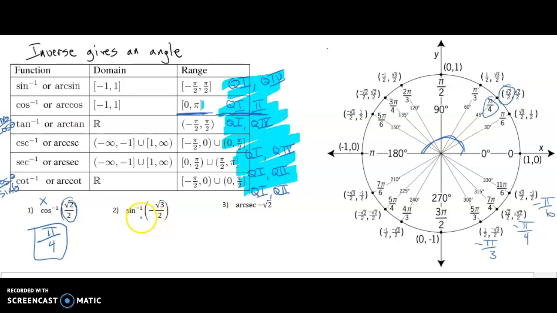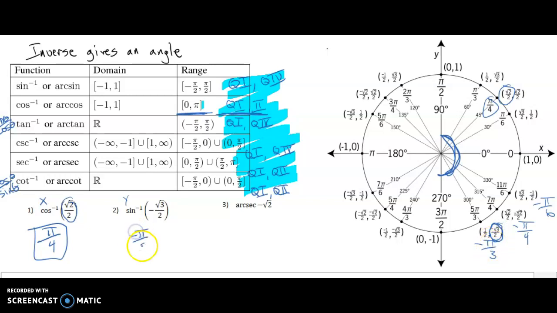Let's look at sine inverse of negative square root of 3 over 2. So now we're looking at sine inverse. So I'm looking in these two quadrants. And I'm looking for where y, remember sine goes with the y coordinates, is negative square root of 3 over 2. And so you go through, and there's a negative square root of 3 over 2 right there for the y coordinate. So that means the angle that gives me this is negative pi over 3.